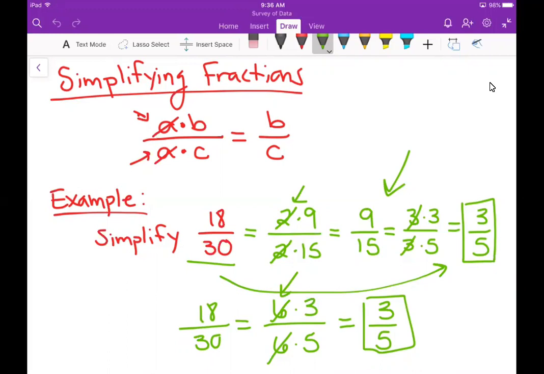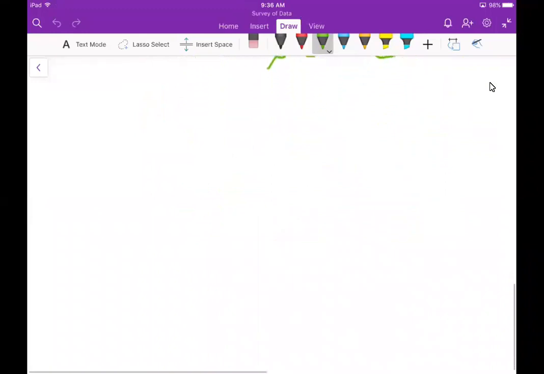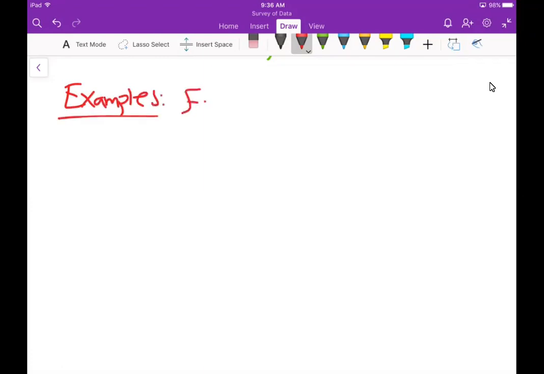Always make sure you have the most simplified form. Okay, so let's do a few more multiplying. Let's go back to some multiplication examples, and make sure that our final answer is always in the most simplified form. So let's do some more examples. This time we're not just going to find the product, we're going to find the product and simplify.